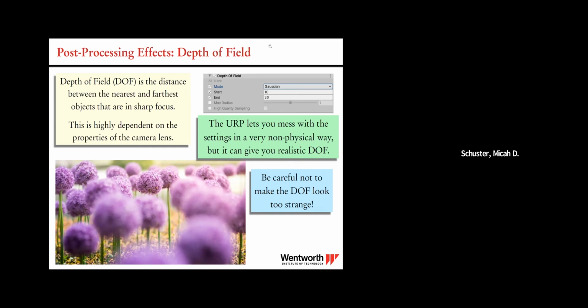So if you want depth of field, you just slap it in there, pick the start and the end. These are in Unity units. Pick the start and the end, and that's where stuff is in focus. And then there's a couple other things for radii and high quality sampling if you want to take a little bit more time to do the calculations.